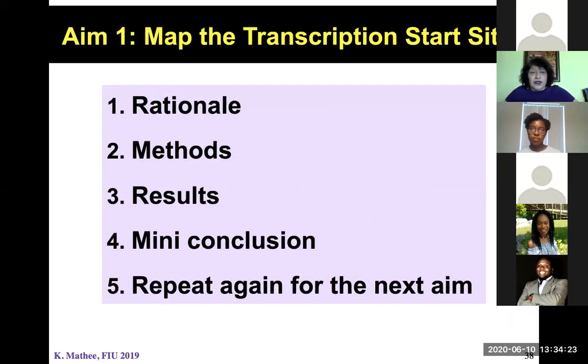So aim one, right? When you say, okay, now I'm going to talk about aim one, you must say what the rationale for aim one was. Why do you want to map the transcription start site? And what methods were used? And what were the results? And what was the mini conclusion that came out of that, right? And you do it aim by aim. You don't do all the methods, then all the results, and all the conclusions. You want to do aim one: this is what we did, this is our little conclusion. Aim two: this is what we did, this is our little conclusion.